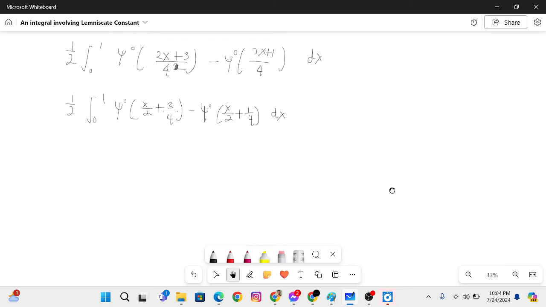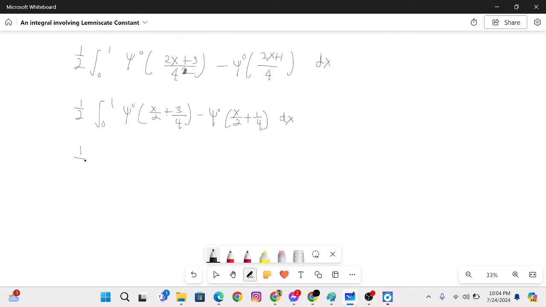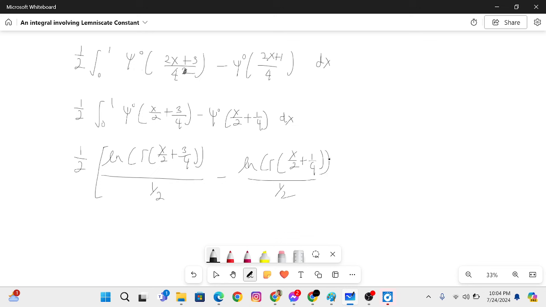Now we know that the integral of a digamma function is just ln of the gamma function. So this will just be ln of gamma of x by 2 plus 3 by 4, but this will also be divided by 1 by 2. Similarly, minus ln of the gamma of x by 2 plus 1 by 4, this will also be divided by 1 by 2, and this goes from 0 to 1. Now the 1 by 2 cancels out with this 1 by 2 over here.